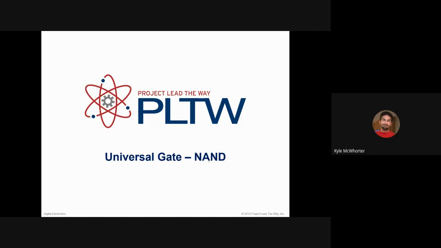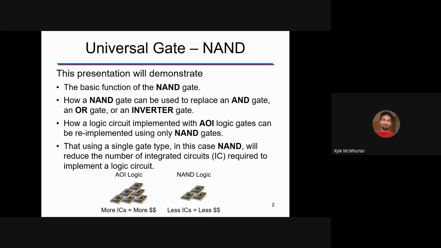In this lesson, we're going to learn about our first universal gate, which is called the NAND gate. NAND means not AND. It's basically the opposite of an AND gate. So we're going to look at the basic function and see how it's the opposite of an AND gate.